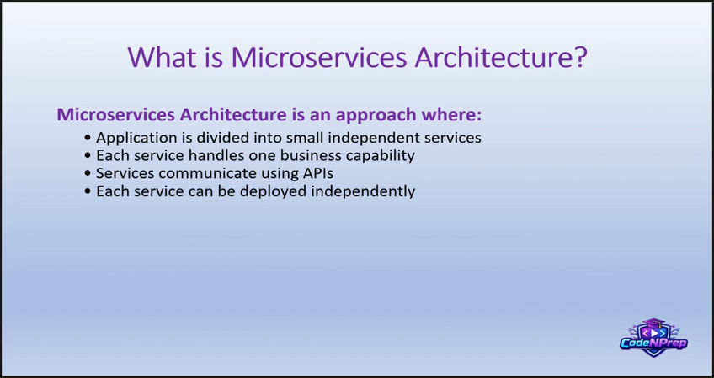So what is microservices architecture? In traditional systems, we build one large application that handles everything, user management, orders, payment, inventory, all inside a single code base. But in microservices architecture, we break that big application into smaller independent services. Each service focuses on one specific responsibility. For example, user service handles user registration and login. Order service handles order processing. Payment service handles transactions. Each service runs independently and communicates through an API gateway. This gives us flexibility and scalability.